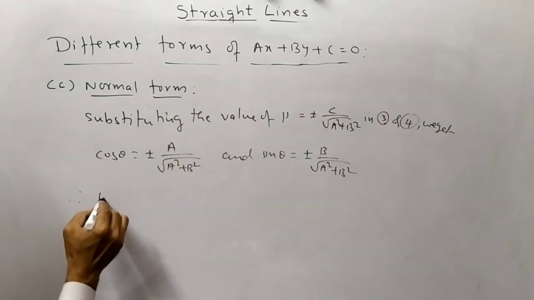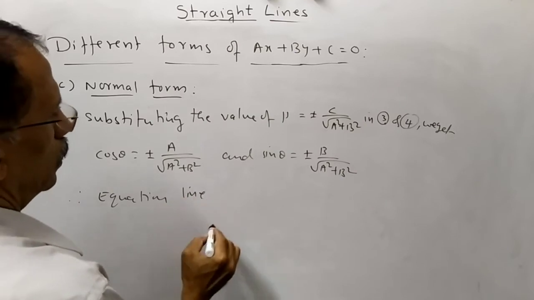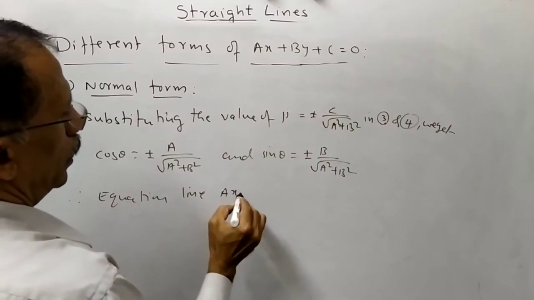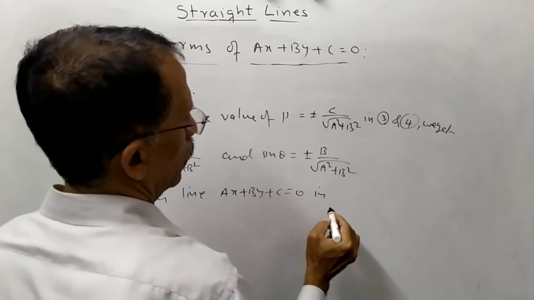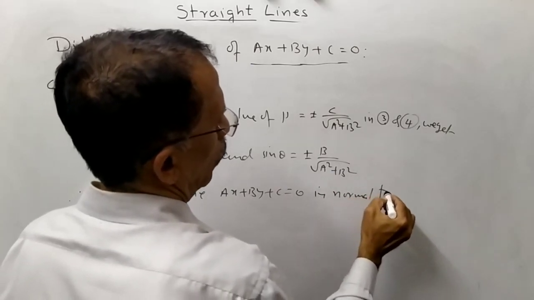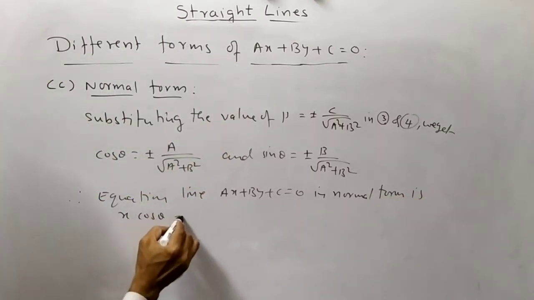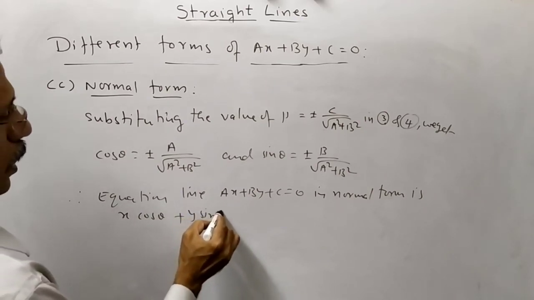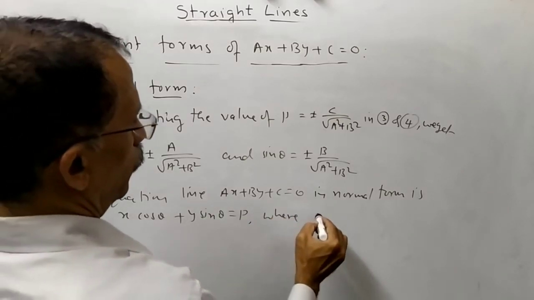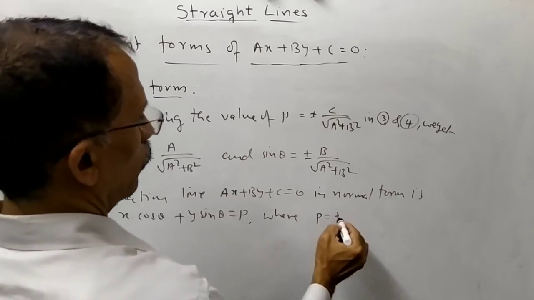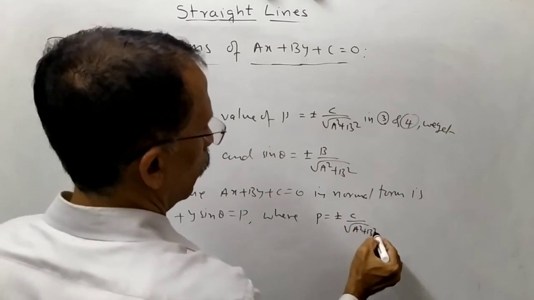Therefore, equation of line ax plus by plus c is equal to 0 in normal form is x cos theta plus y sin theta is equal to p, where p is equal to plus or minus c divided by square root of a square plus b square.